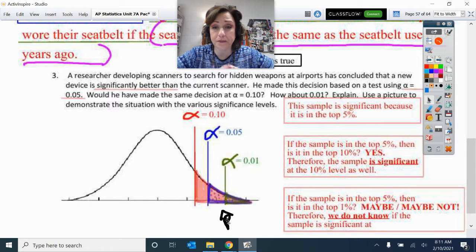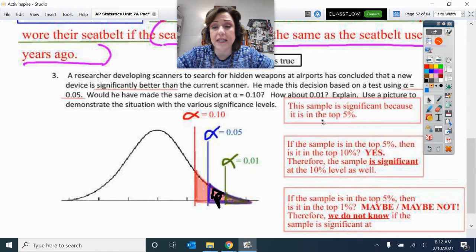All right, now the question is, would he have made the same decision to reject the null hypothesis at the 10% level? You can imagine that if my sample is in the blue area, then yes, it is definitely going to be in the red area. That's what I have written here in this second statement. If the sample is in the top 5%, then of course it's in the top 10%. So yes, it will be significant at the 10% level as well.